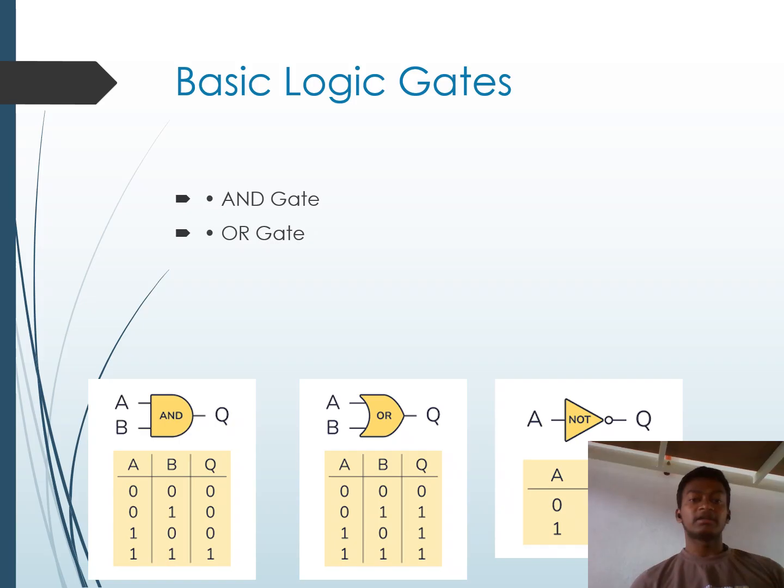Basic logic gates: AND gate, OR gate, and NOT gate. The foundation of all combinational circuits lies in these three basic logic gates: AND, OR, and NOT.